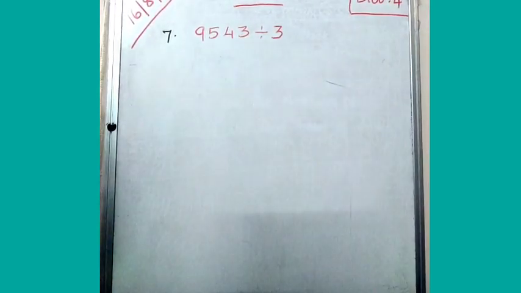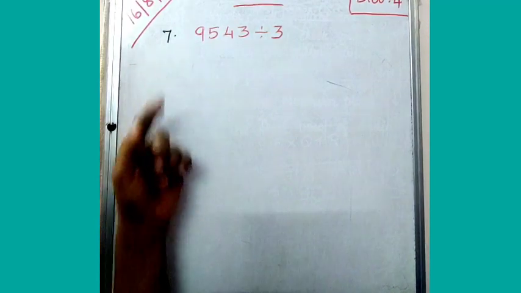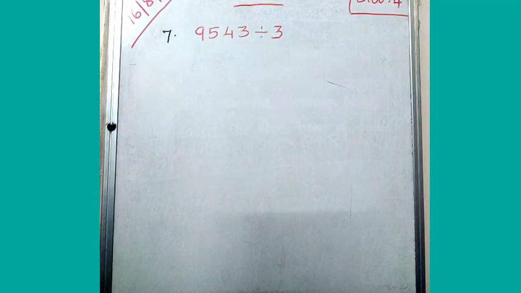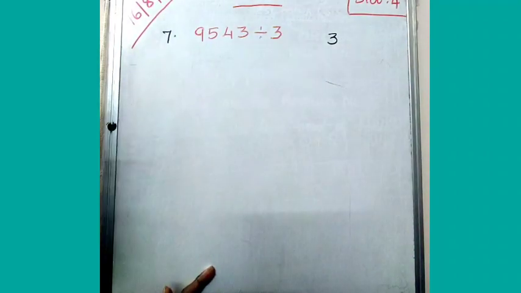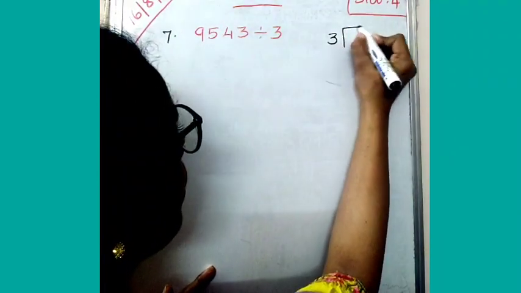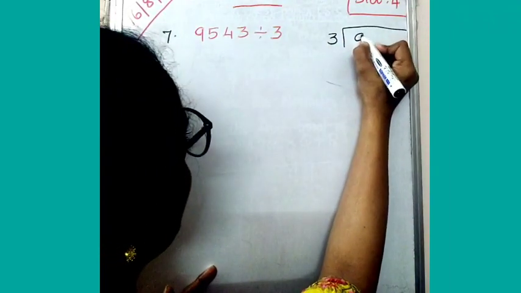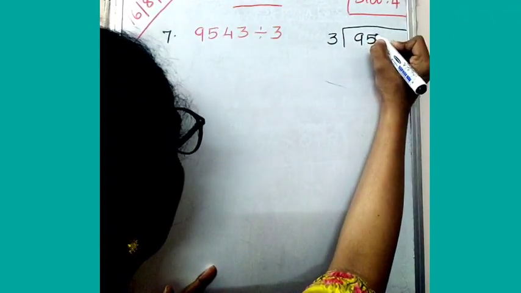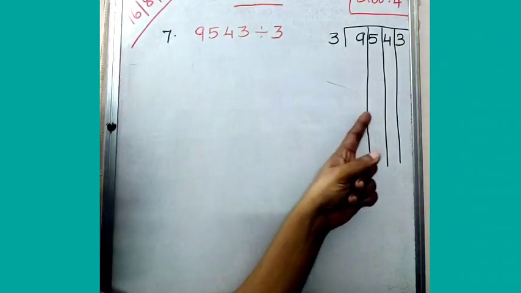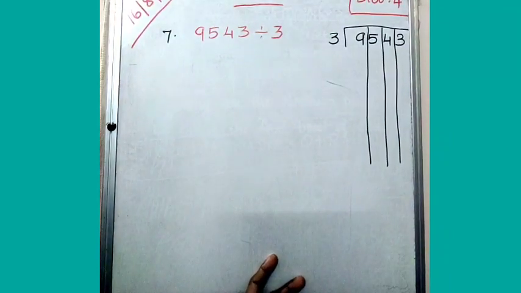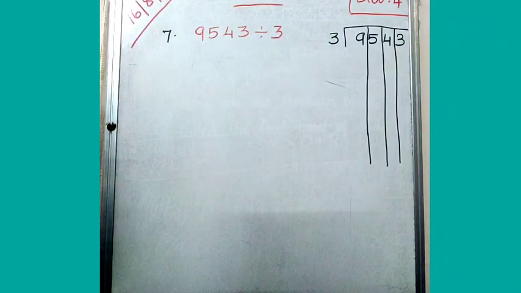All of you listen here. We will do one more example. You put the question number correctly. 9543 divided by 3. Put down your pencil. After that you can write. Okay, now listen here. 3 is the divisor. We put 3 outside, writing the dividend inside, 9543. Please draw the line like this. If you draw the line like this, division won't get more complicated.